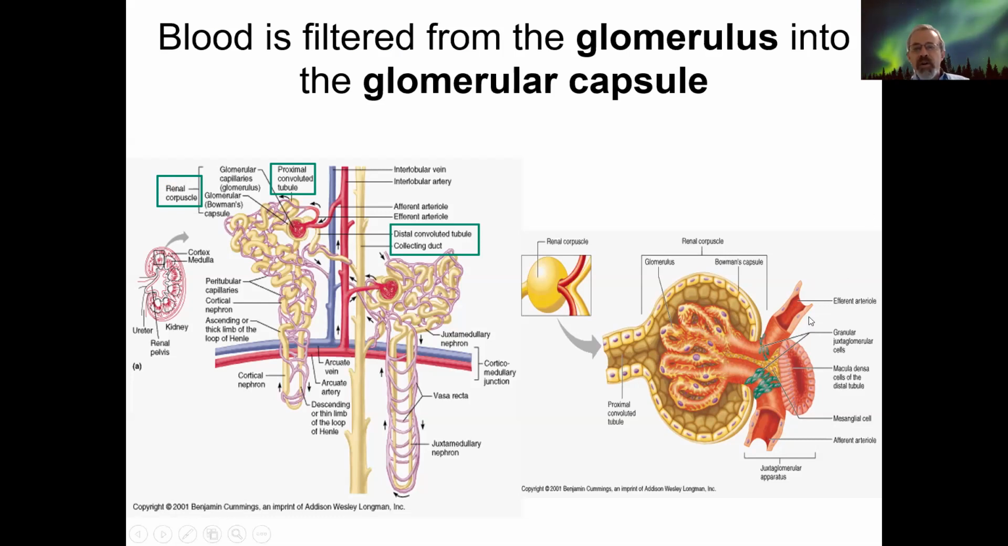Now, you might wonder about this new term, Bowman's capsule, right? Well, as you know with anatomy, there's always more than one name for the same thing. The old name was Bowman's capsule. It's now known as the glomerular capsule.